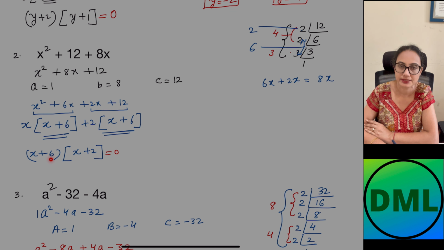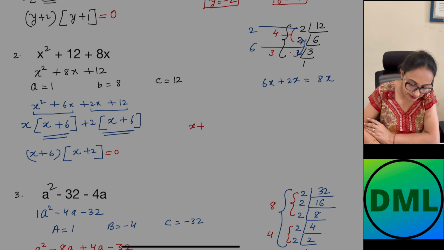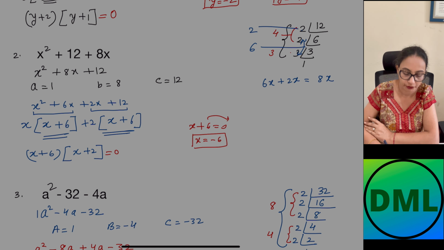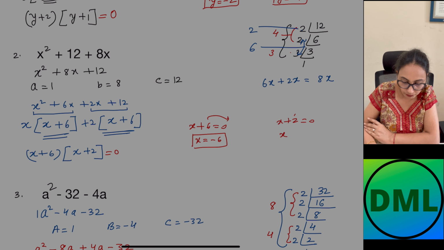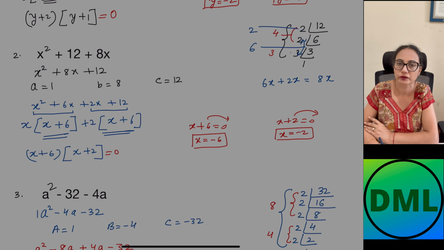Let's put x plus 6 is equal to 0. Move the 6 to the right hand side. You will get x is equal to minus 6. This is one of the zeros of the polynomial. If I put x plus 2 is equal to 0, I move this to the right hand side, it will be x is equal to minus 2. This is the second zero of the polynomial.